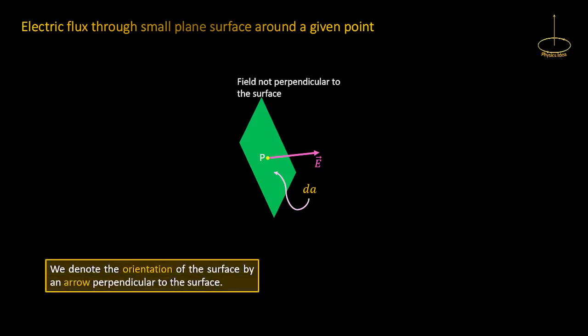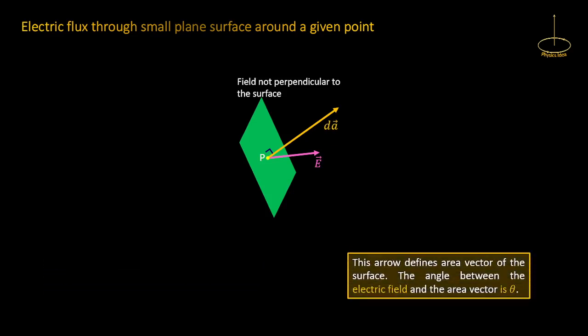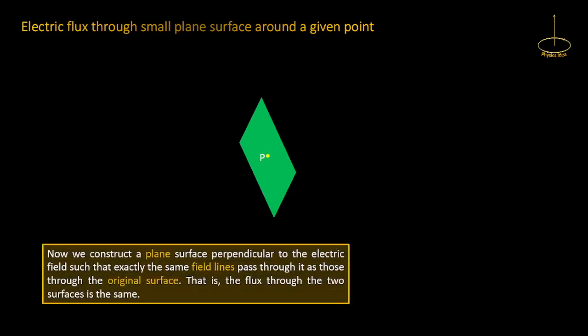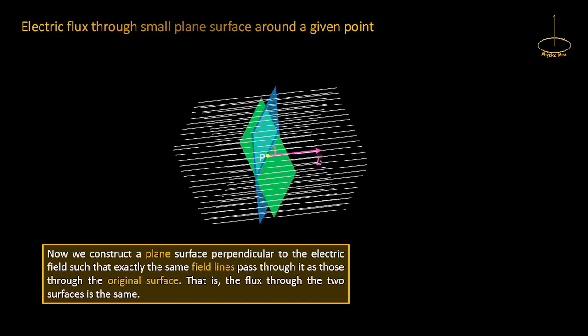We denote the orientation of the surface by an arrow perpendicular to the surface. This arrow defines area vector of the surface. The angle between the electric field and the area vector is theta. Now we construct a plane surface perpendicular to the electric field such that exactly the same field lines pass through it as those through the original surface. That is, the flux through the two surfaces is the same.